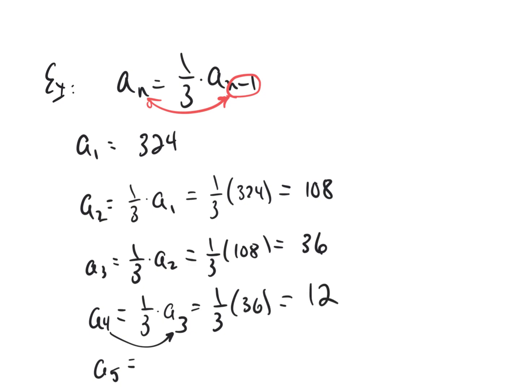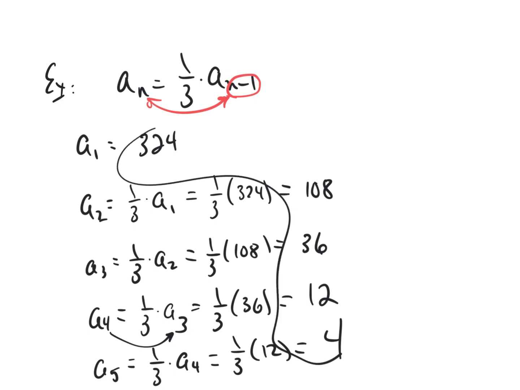And finally, let's get this fifth one. A sub 5 is then going to be equal to 1/3 times a sub 4, but we just found a sub 4 is 12, so 1/3 of 12 is 4. And again, you're able to find 4 or 5 or 6 or 7, however many you need, of the terms of a recursive sequence. Okay?